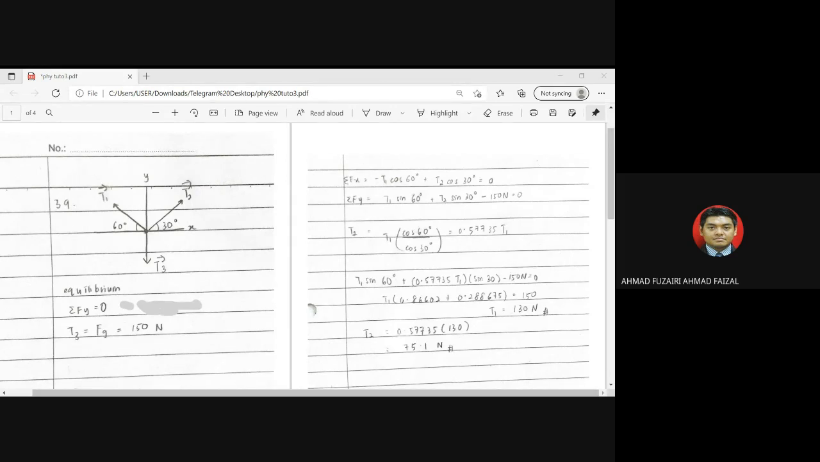Sir, can you see? Yes. Thank you. Okay. So first, I draw the free body diagram based on the figure given in the question.